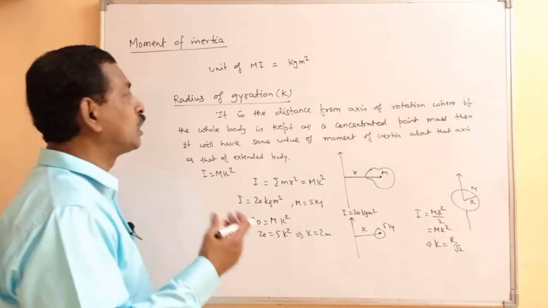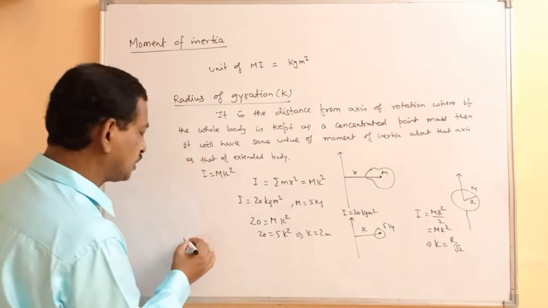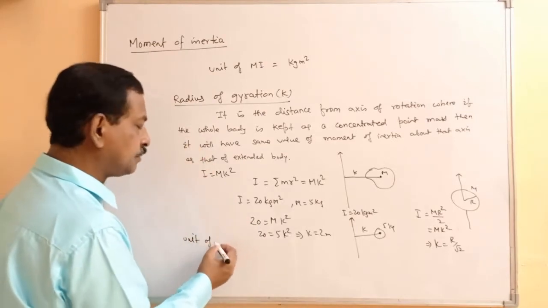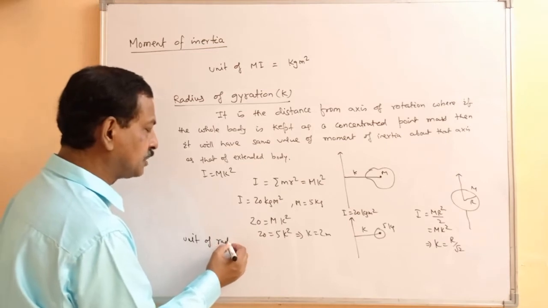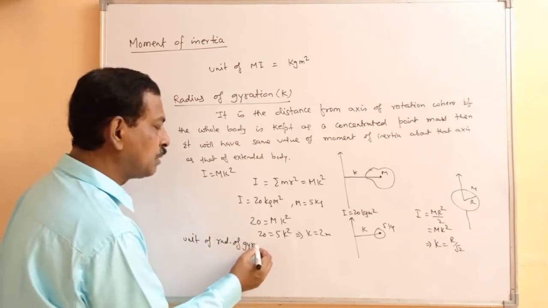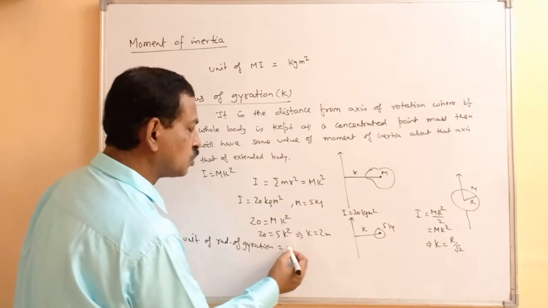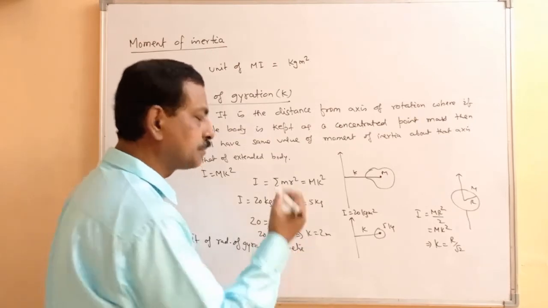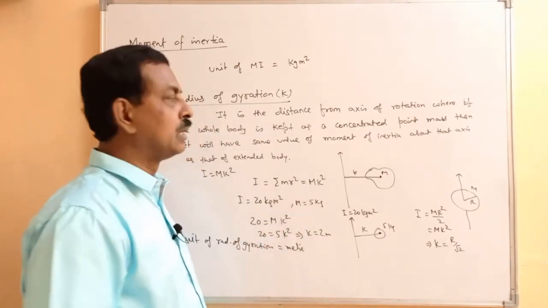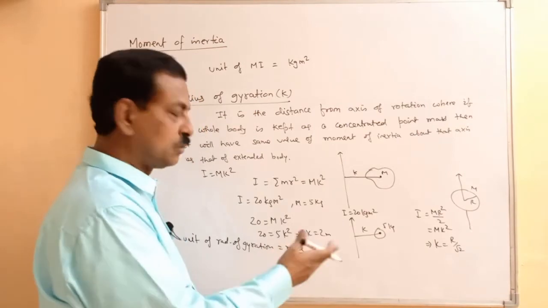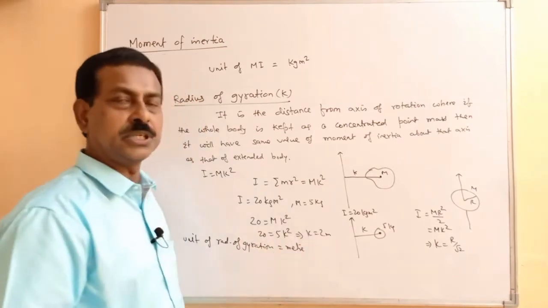And then what will be the unit of this radius of gyration? Unit of radius of gyration. Since it is simply the distance, so in that case unit will be meter. In SI system if you take, so its unit will be meter.